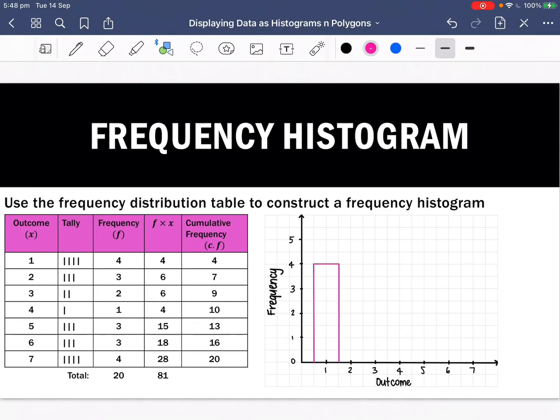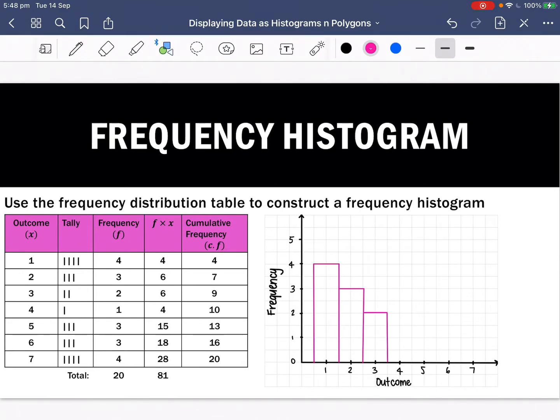We then go to our outcome of 2 and it has a frequency of 3. So we draw our line across to make a column of 3, a frequency of 3. As you can see with our frequency histogram, our columns are in fact touching. We then have our outcome of 3 and it has a frequency of 2.